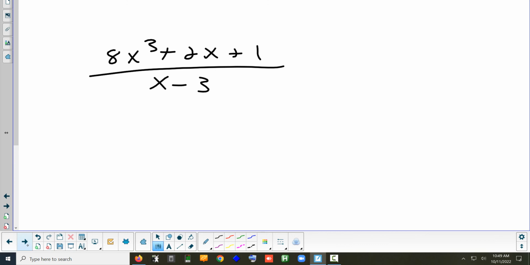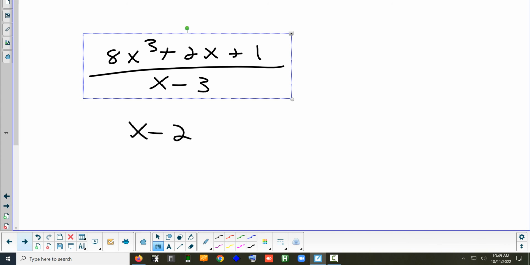And does anybody remember what happens at the number 3? It could be a hole, it depends. I don't know how the numerator factors, but if you don't have a common factor, let's assume that we don't. Oh, that's right. You would get a what? Yep, you'd get a vertical asymptote. So vertical asymptotes occur where the denominator is 0, unless you had something like this.